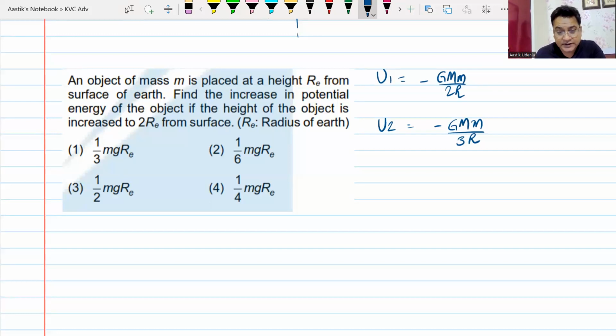GMm by r can be written as mg into r. I hope you know this. Capital G M by r can be written as small g into r. We have seen that, yes or no? So the answer that you are going to get will be this one.